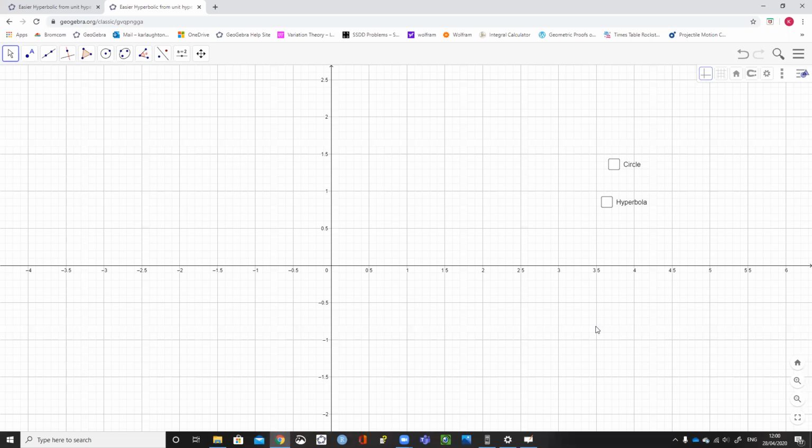This is a lesson about hyperbolic functions. Hyperbolic functions are an extension of the trigonometric functions. So the first thing we should do is revise what we mean by the trigonometric functions.